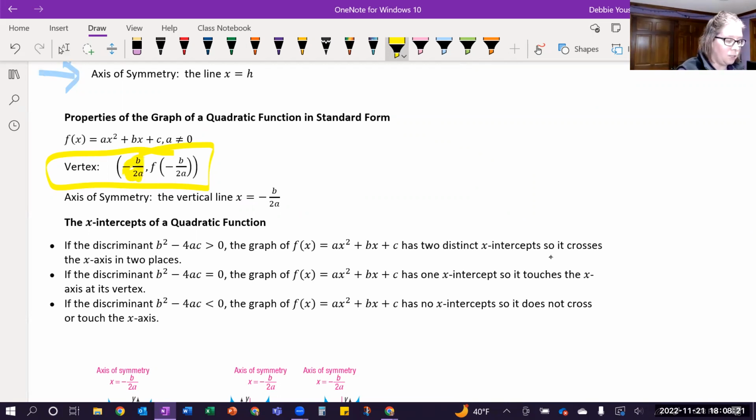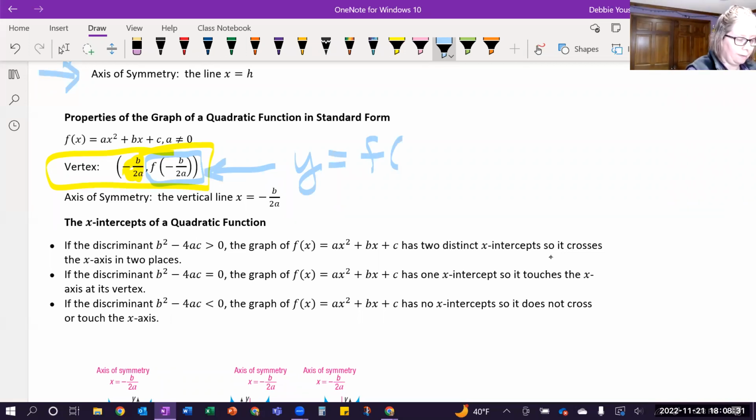And then the key of remembering what is the y value is that, remember, when you have f of something, that means y. So when you find the x value as negative b over 2a, you just plug that into your function and that's going to give you your y.